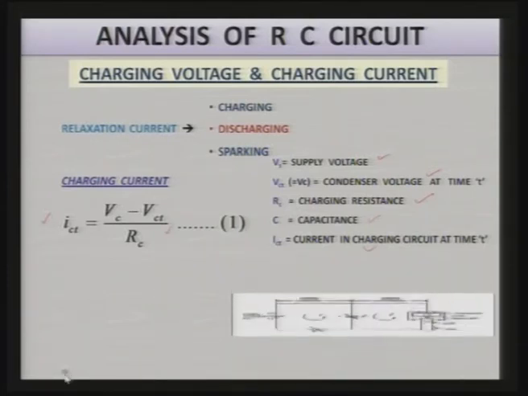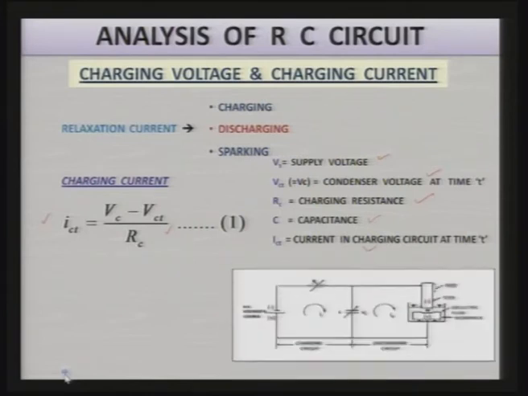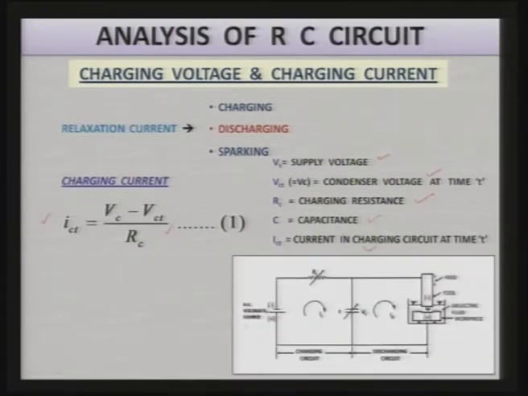You can clearly see in this particular diagram that there is a DC supply voltage V_0, or V_s, here it is written as V_s, and here is R_c, that is the charging resistance, and here is the condenser C, where you can calculate the voltage across the condenser at any time t, and it is represented by V_c(t). Here it is just written V_c, so you can make it V_c(t) also.